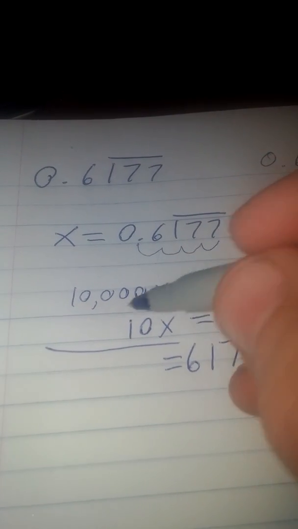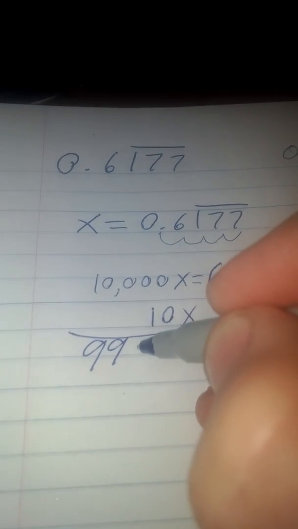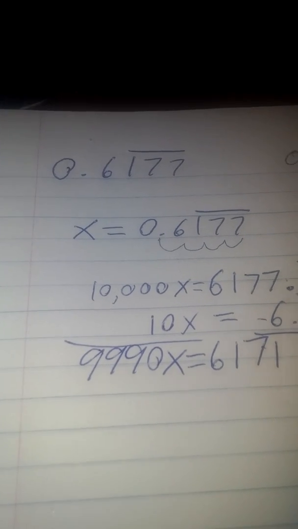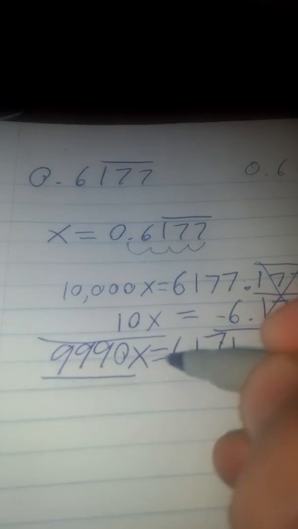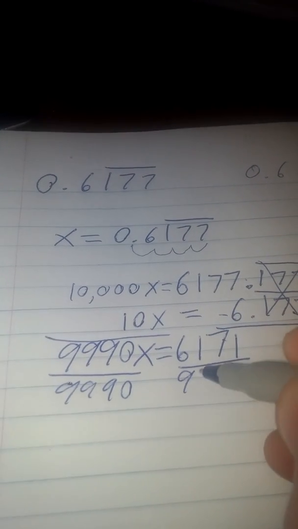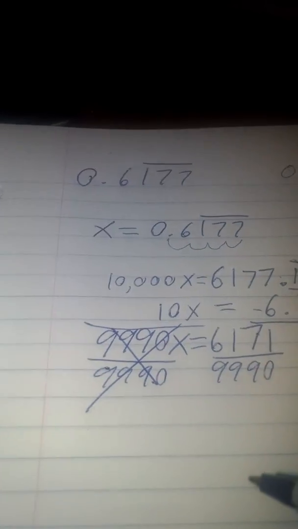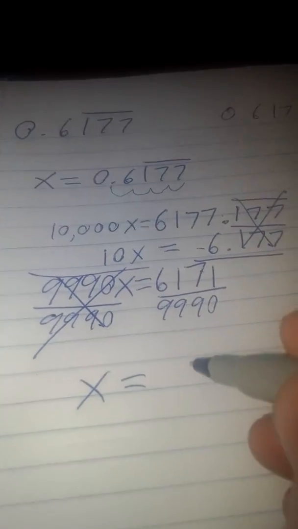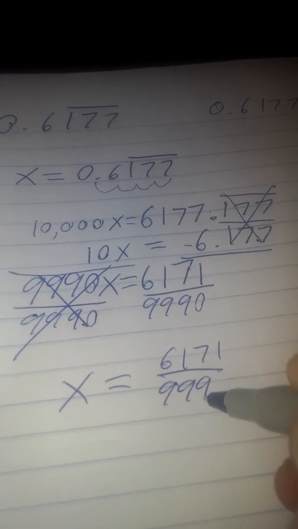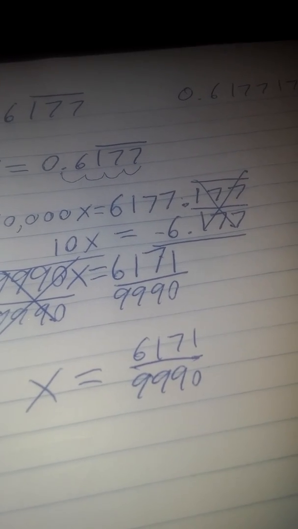Now we've got 10,000x minus 10x. That's going to be 9,990x. Okay. Let's divide both sides by 9,990. And that all became one big fat 1. So x equals 6,171 over 9,990.